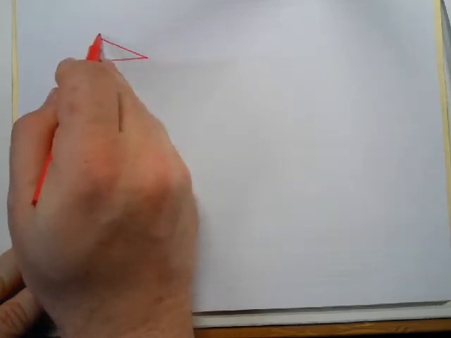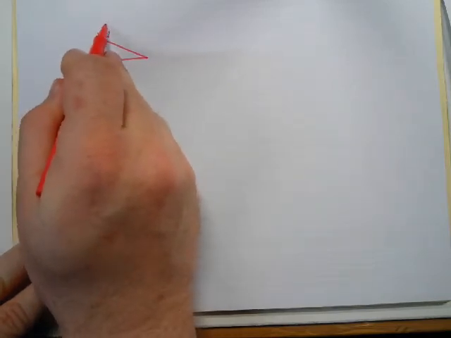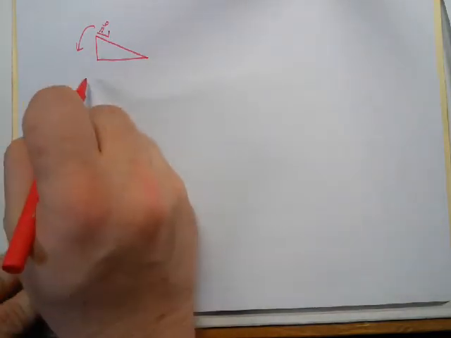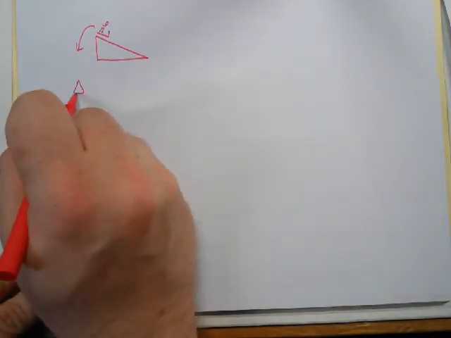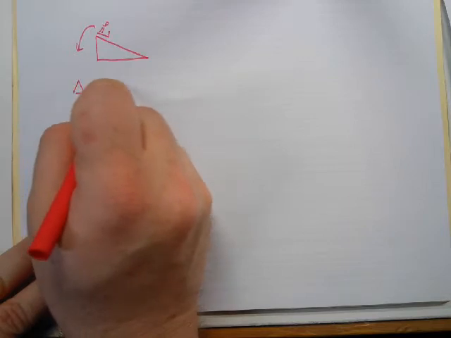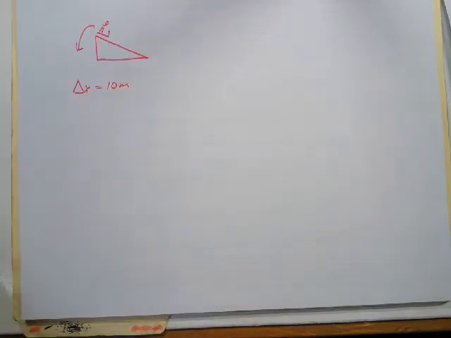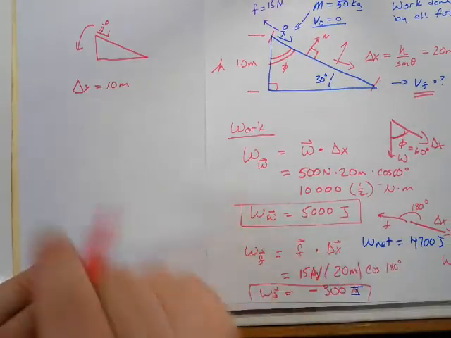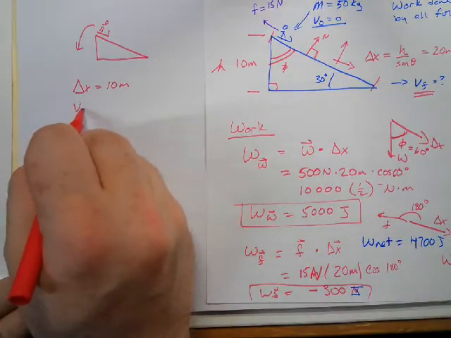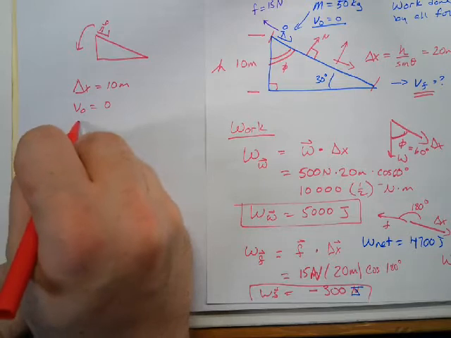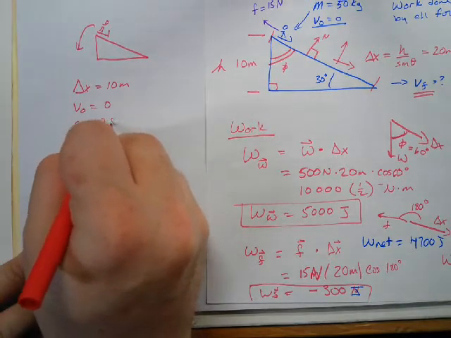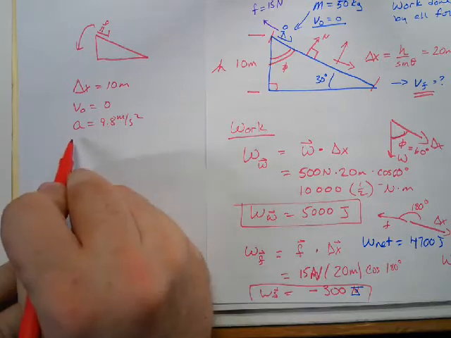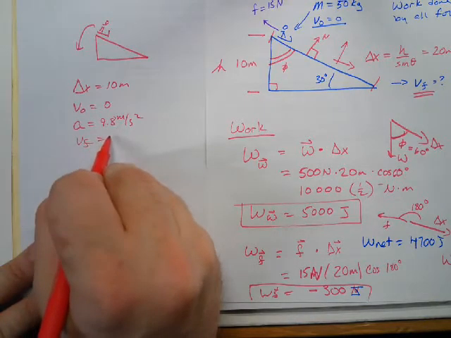What if the sled fell off that way instead? So just a straight free fall problem. Then delta x is 10 meters from our sketch. I'll put the sketch over here off to the side so you can see it. And V initial is 0, and a now is 9.8 meters per second squared. And V final is what we're looking for.